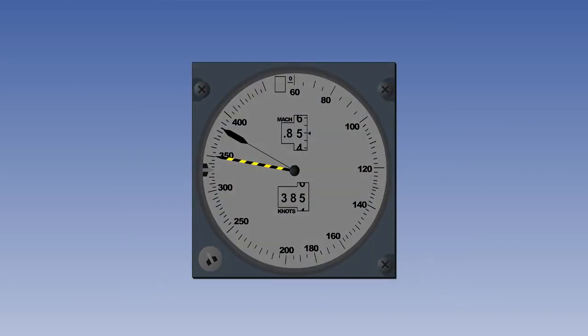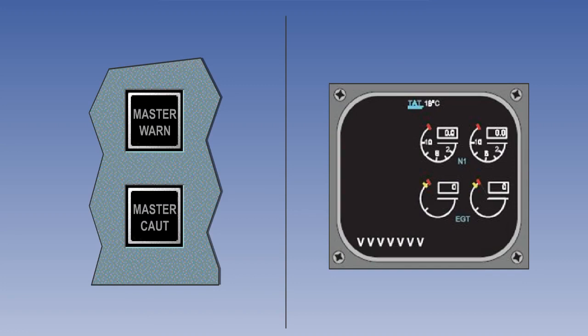The purpose of the overspeed warning system is to alert the flight crew if the airspeed exceeds the VMO, MMO limits calculated by the air data computer, where VMO is the maximum indicated airspeed and MMO is the maximum Mach number. When we enter an overspeed situation with an electronic system, the following events occur.